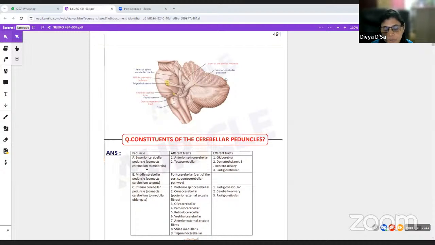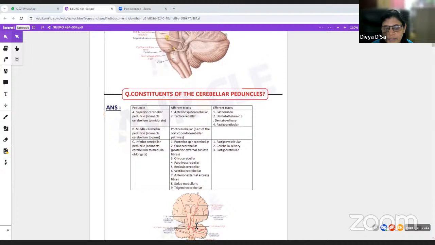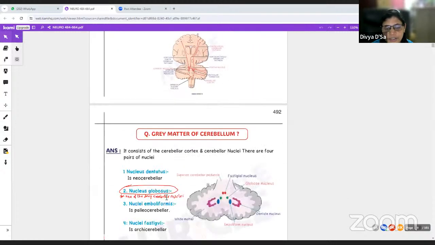Afferent tracts pass through the middle cerebellar peduncle. The inferior cerebellar peduncle connects the cerebellum to the medulla oblongata. So here it includes the posterior spinocerebellar, cuneocerebellar, olivocerebellar, para-olivocerebellar, and reticulocerebellar tracts. Also the vestibulocerebellar, anterior external arcuate fibers, trigeminocerebellar, all of them pass through the inferior cerebellar peduncle, and the efferent tracts here are fastigiovestibular, cerebellar-olivary, and fastigio-reticular.